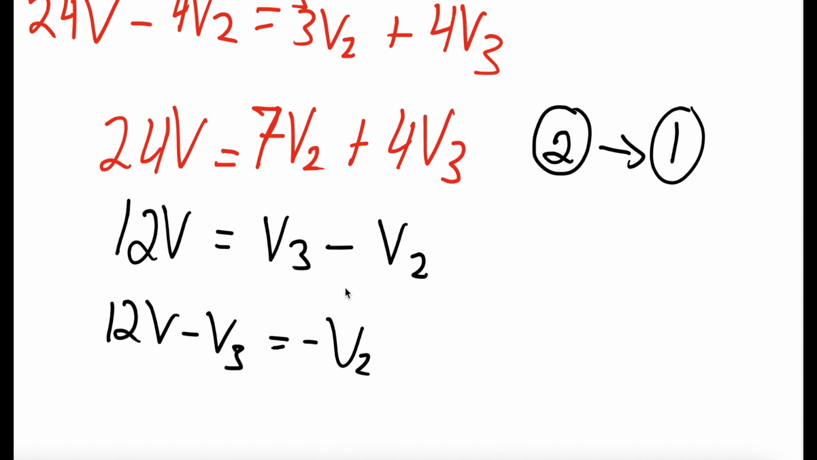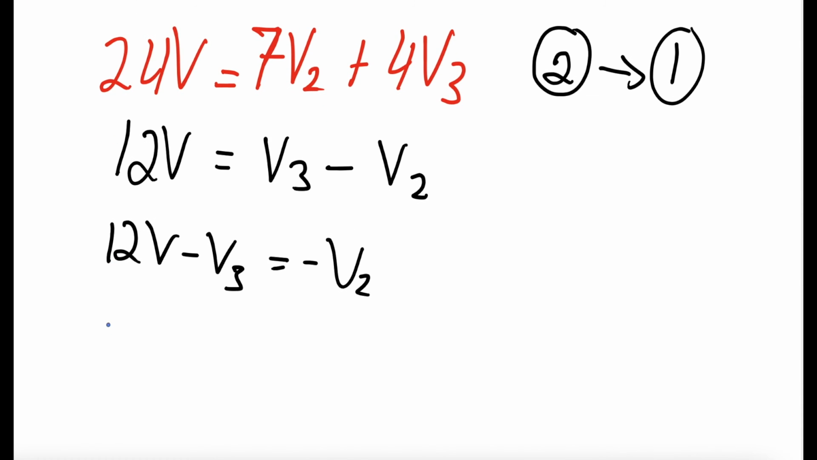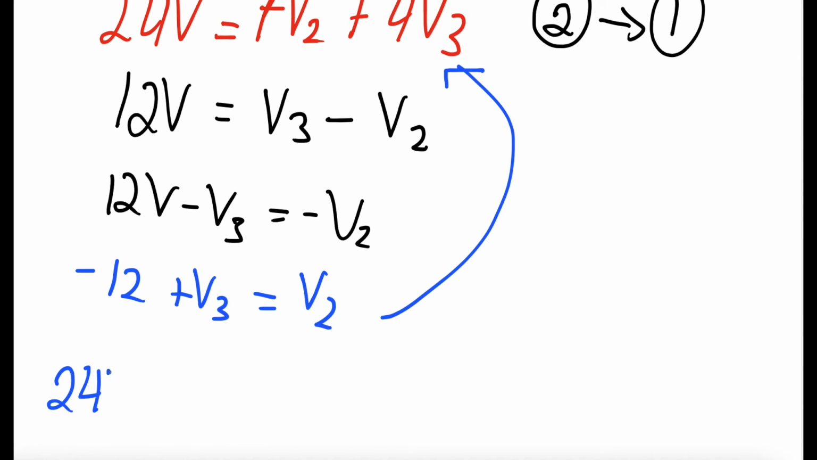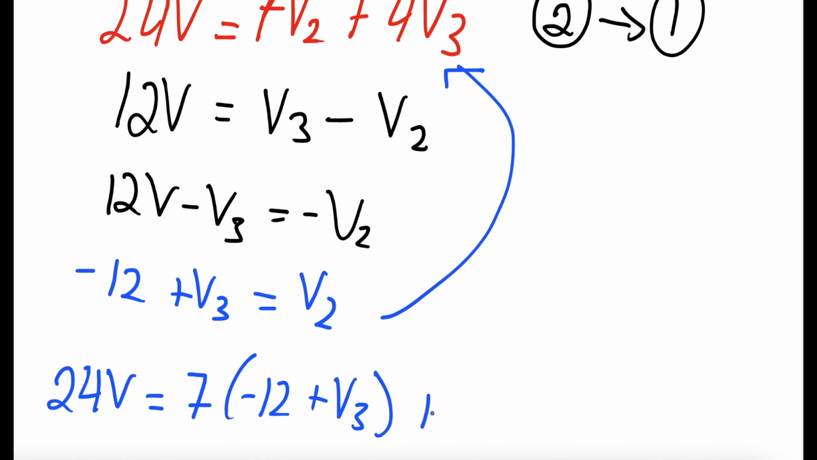So now we have V2 in terms of V3. If we just make this a positive, we can multiply it by negative 1, and essentially we get negative 12 plus V3 is equal to V2, right? So now that we have V2 in terms of V3, we can take this V2 and plug it into the second equation that we have, which is this one, and we can then solve for what V3 is equal to. So then our equation becomes 24 volts is equal to 7 times negative 12 plus V3, plus 4V3, and then we can isolate for what V3 is.